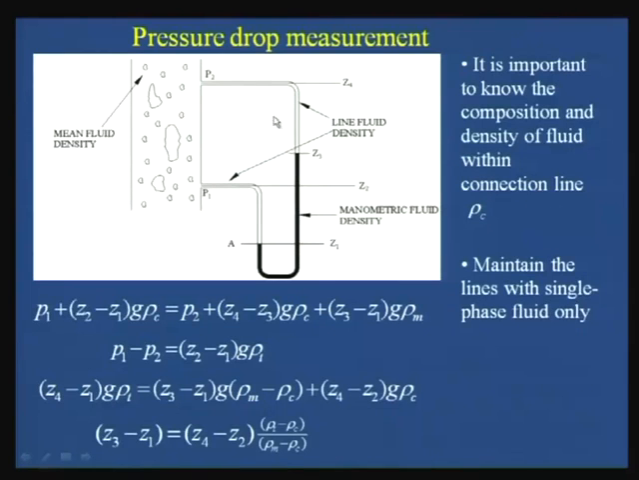Agreed? So you understand, when there is only water filled up here and there is water here, then the density of the fluid inside the tube is equal to the density of the fluid in the manometer lines. In other words, the rho here becomes equal to the rho here, and that explains why Z3 minus Z1 becomes 0 under that condition. Okay.